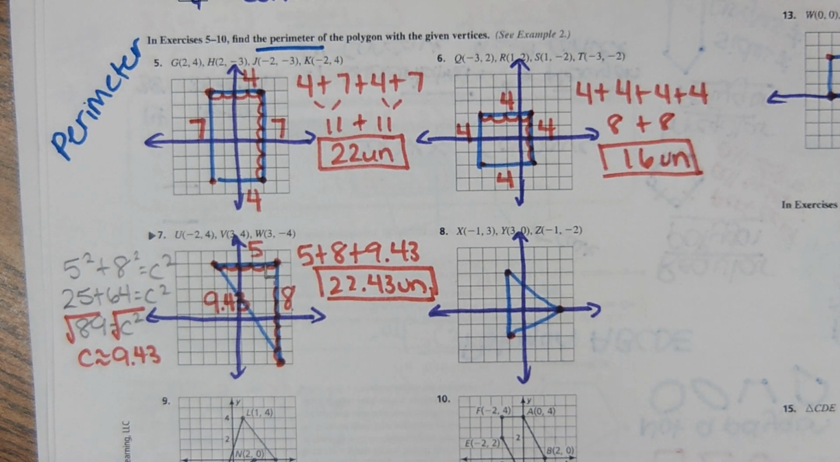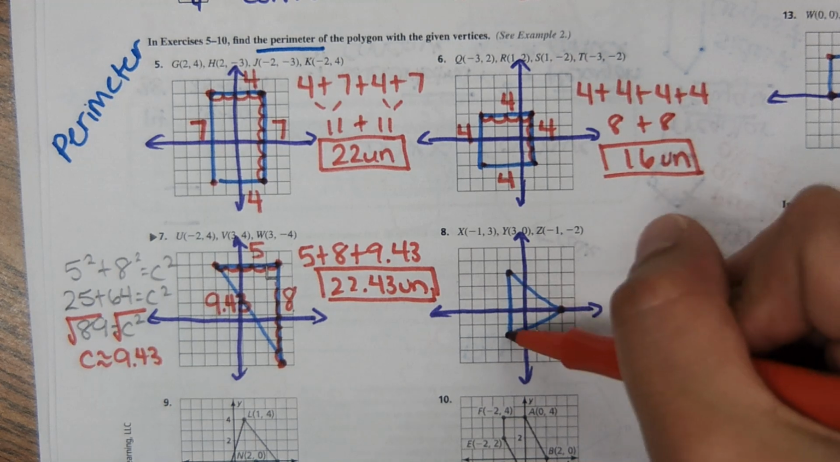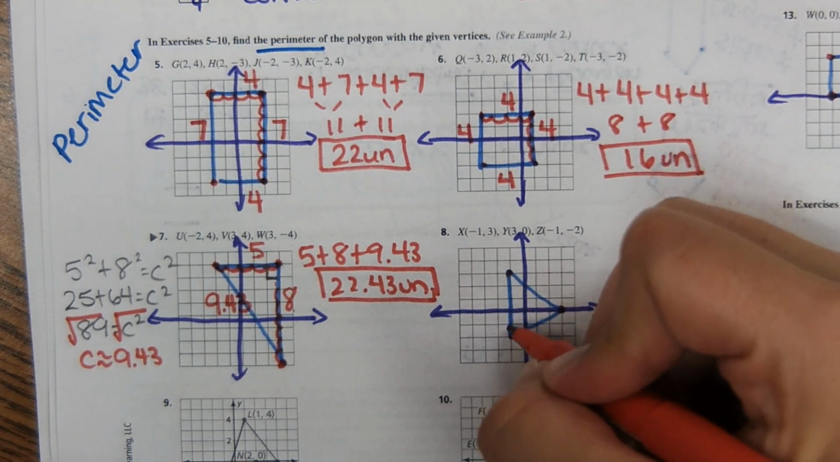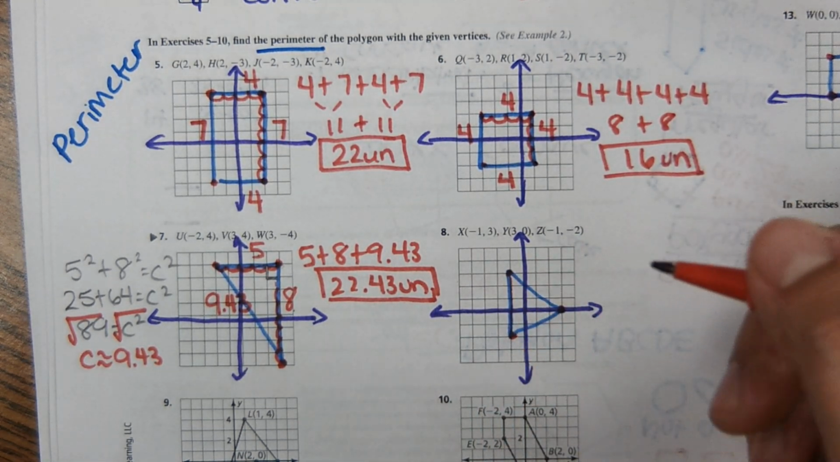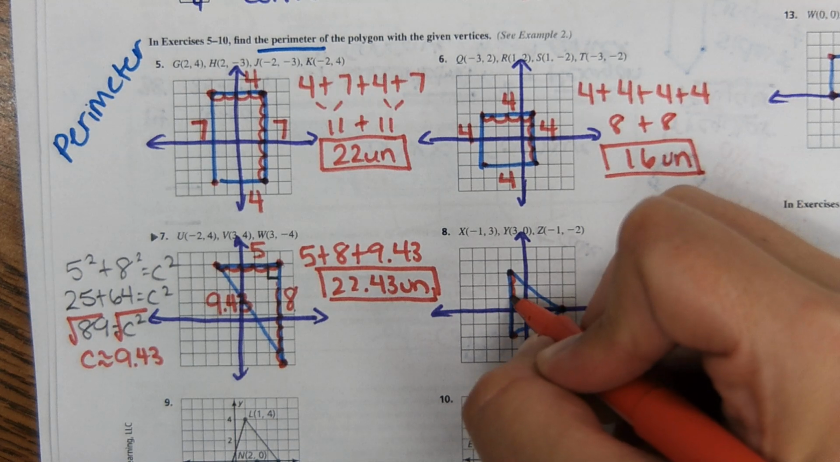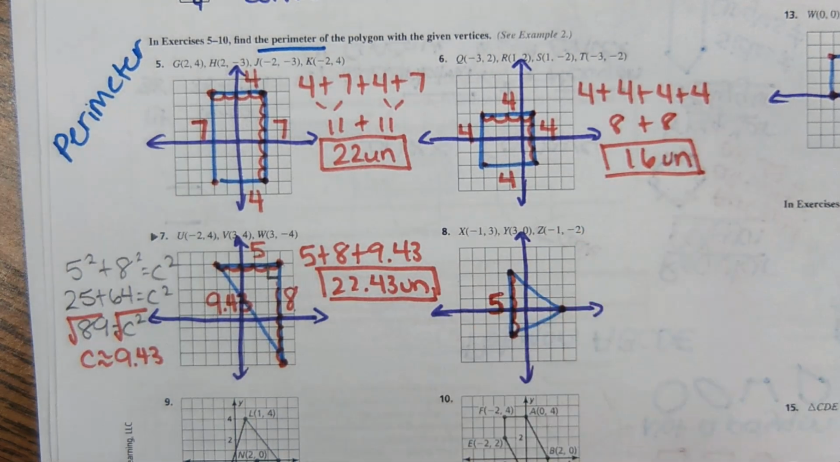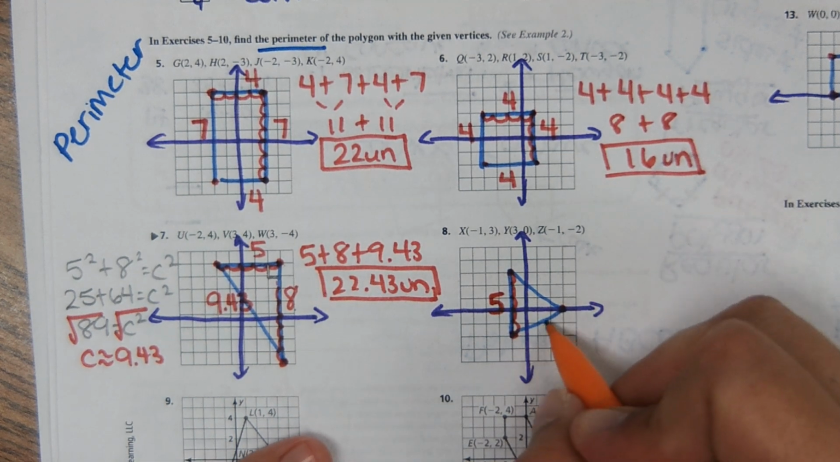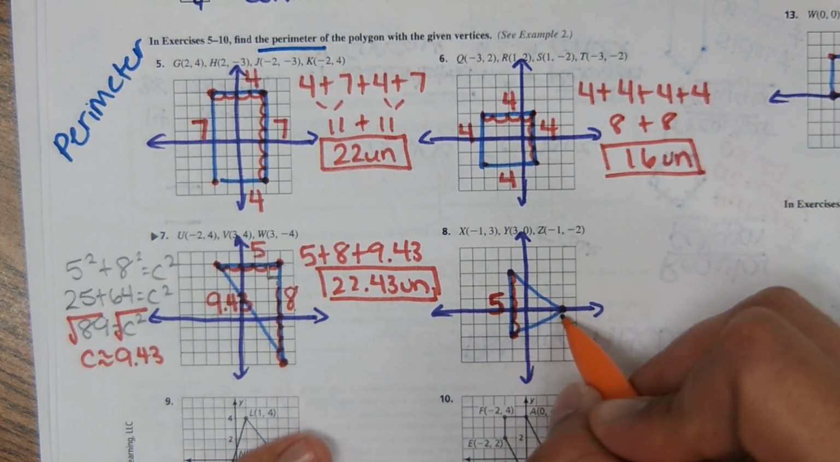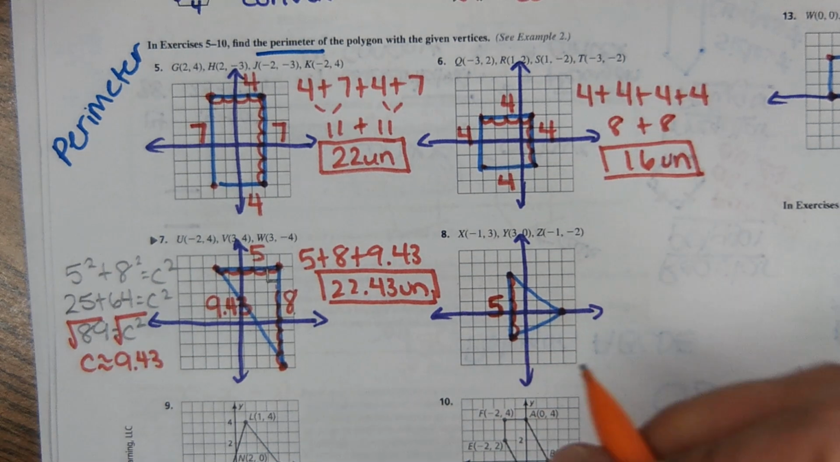Okay, the next one, I always look for something I can count first. So anything vertical or horizontal, I can just count. So it looks like this side right here, I can count the units. So I got 1, 2, 3, 4, 5. So I got that. But the other two sides are like on a diagonal, so I can't just count squares. I'm going to need to calculate it.